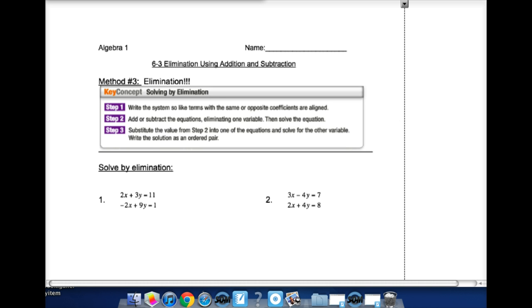Everybody look at the 4 examples down at the bottom of the page. What form are all of those equations in? Standard form. So the step-by-step questions here kind of say that. You're going to write the system so that like terms with the same or opposite coefficients are aligned. A lot of words there. Everybody cross off the word same. I don't teach it when they're the same. I'm going to show you how to deal with the opposite coefficients being aligned, okay, that's elimination.